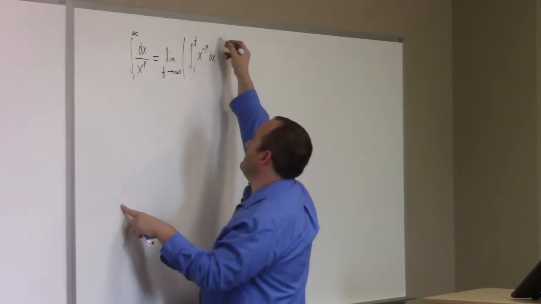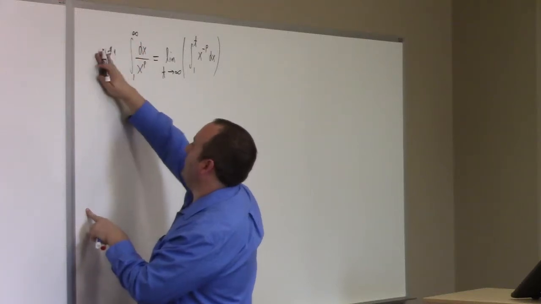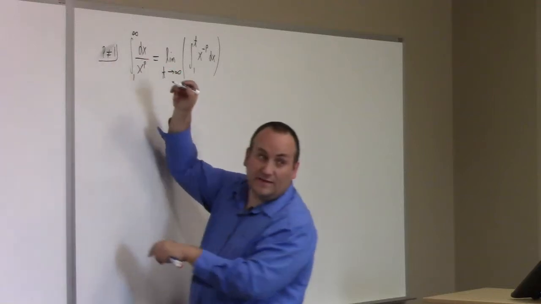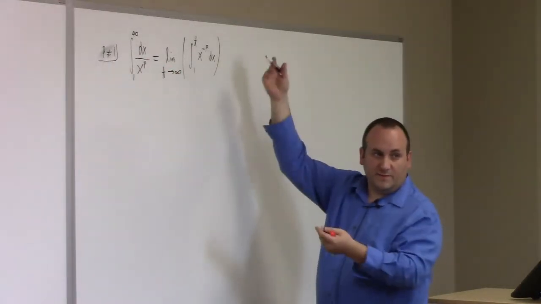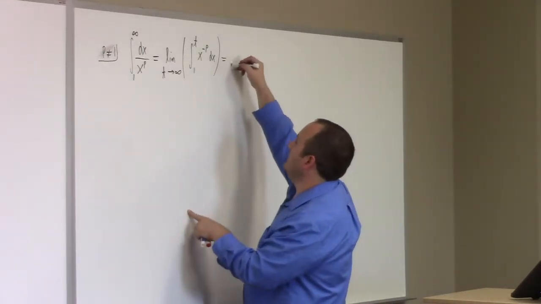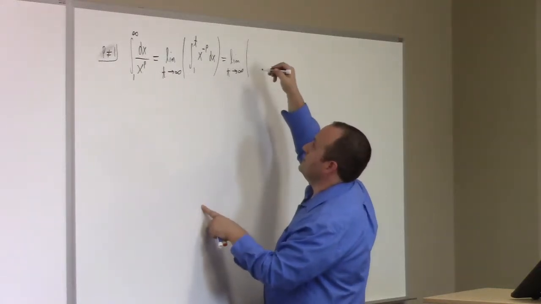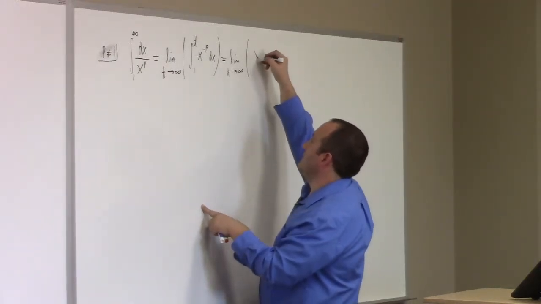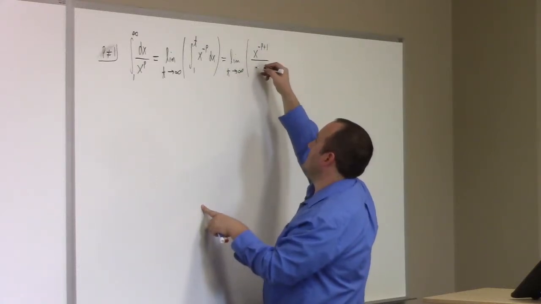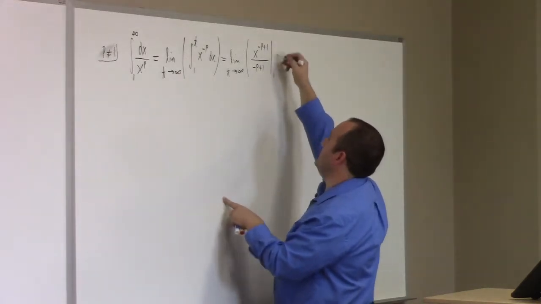Now let's assume that p is not equal to 1. We already know what happens when p is equal to 1, right? p equals 1 is what we just did on the other board. So let's suppose p is not equal to 1. If p is not equal to 1, then this is the limit as t goes to infinity of x to the negative p plus 1, divided by negative p plus 1, evaluated from 1 to t.